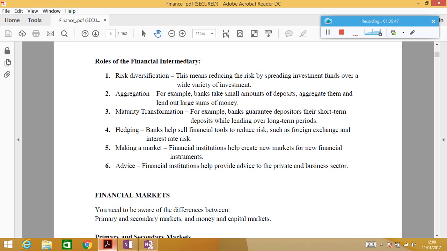But look at the next part, maturity transformation. For example, banks guarantee depositors their short-term deposit while lending over long-term periods. Even though the bank takes our money and gives it to the borrowers as a loan, the loan will not be for 5 months or 3 months, right? It will be for 15 years, 20 years, right? But how come when we go to the ATM machine right now and put our ATM card into the machine, we still can withdraw the money? How does it go? They already gave our money to some other person. How does it go? Free money. Now how does it go?